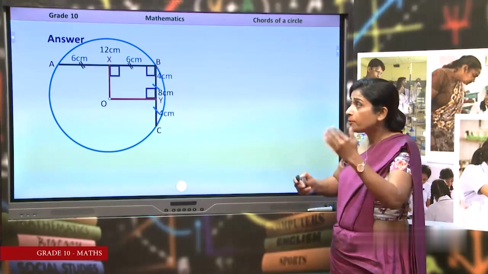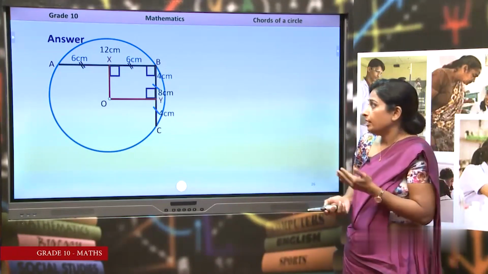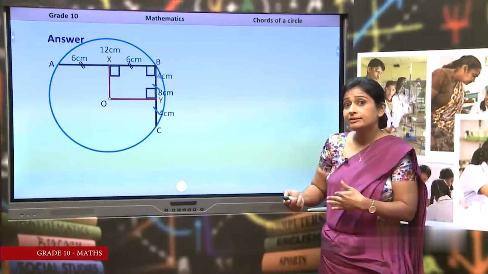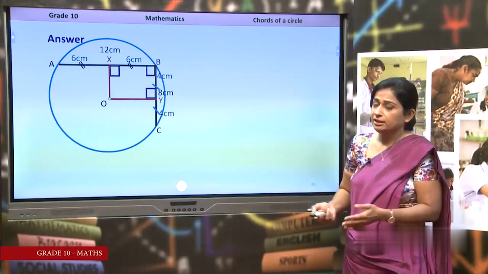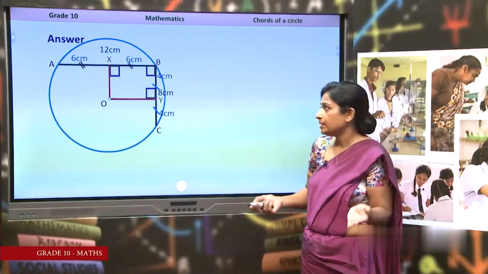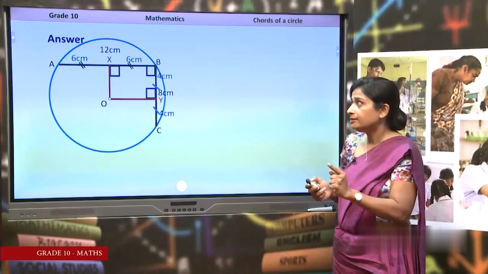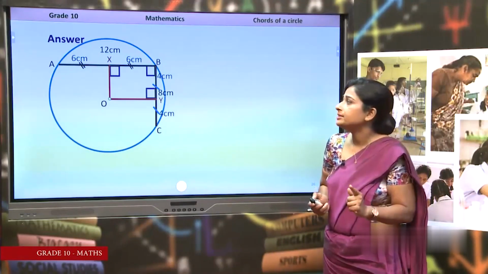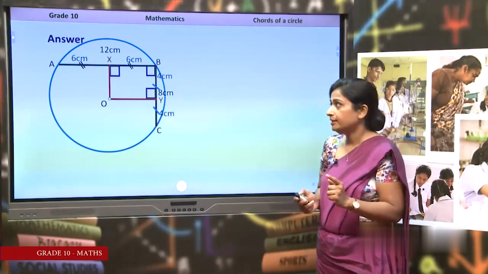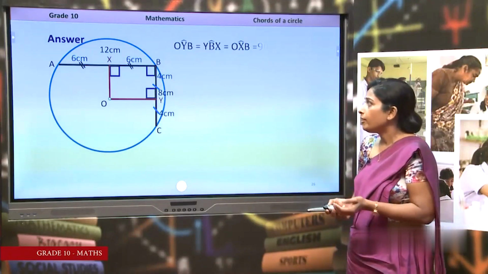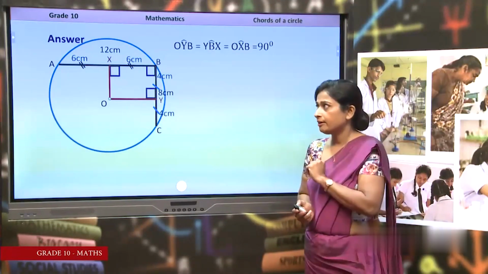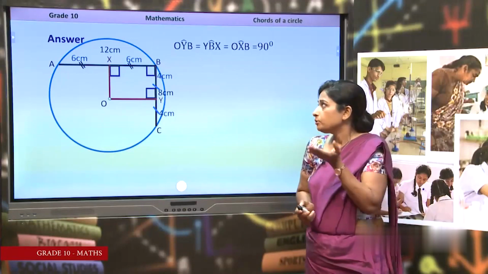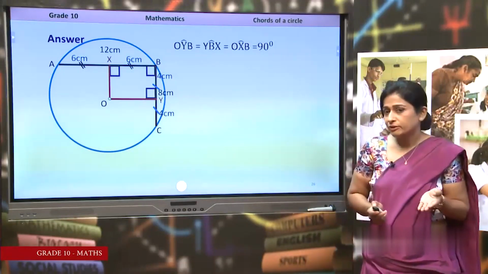We can consider opposite sides as equal. If this is a rectangle, opposite sides are equal. If it is a square, all sides are equal. Here we first identify this quadrilateral as a rectangle. Let's see how we find that. We have to find the other angle of this quadrilateral OXBY, so we can consider the interior angles of a quadrilateral.